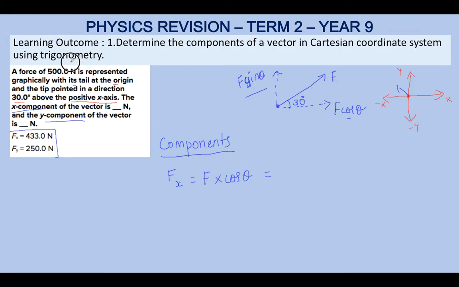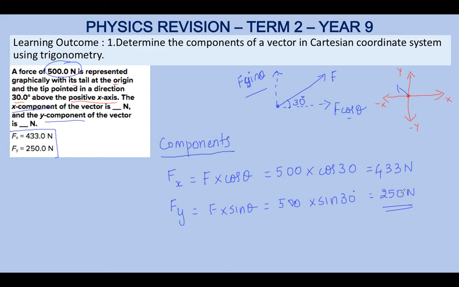Now here F is 500 Newton, 500 times cos 30. So if you plug this in your calculator, you will get 433 Newton. So similarly, Fy will be equal to F times sine theta, which is 500 times sine 30, you get 250 Newtons.